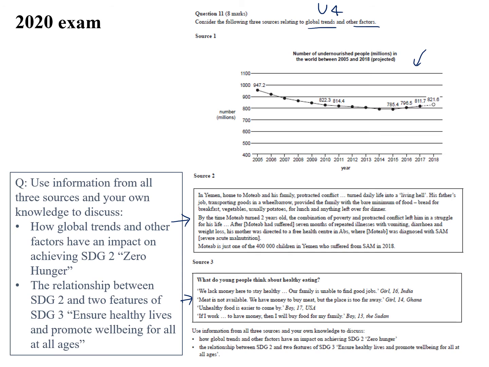Then the question: use information from all 3 sources and your own knowledge to discuss how global trends and other factors have an impact on achieving SDG 2, which is zero hunger, and the relationship between SDG 2 and 2 features of SDG 3, ensure healthy lives and promote well-being for all at all ages.